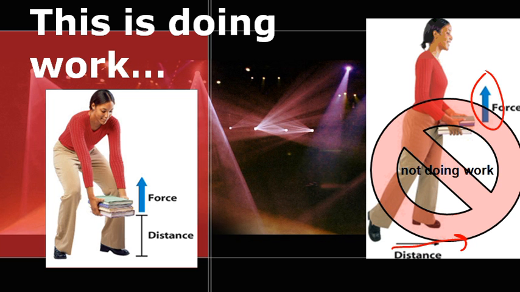Remember that the key part here is that we should be adding energy to the object when we're doing work on it. So we're looking at the situation with the girl on the left. She's actually increasing the gravitational potential energy of those books. Thus, the books now have more energy. That is the definition of doing work. Always remember that when work is done, a transfer of energy is always occurring.